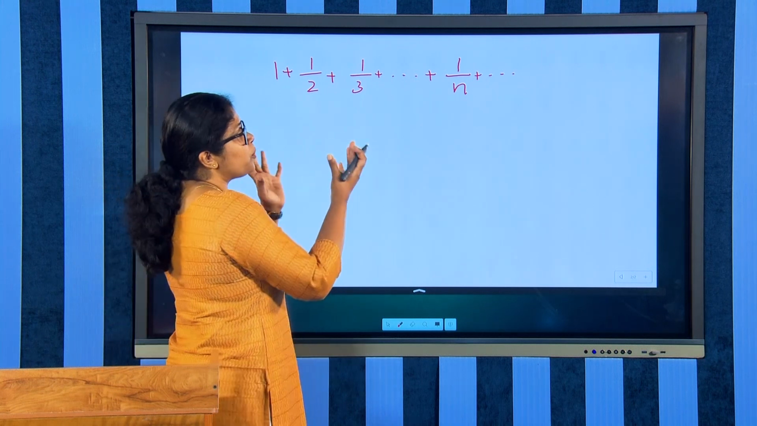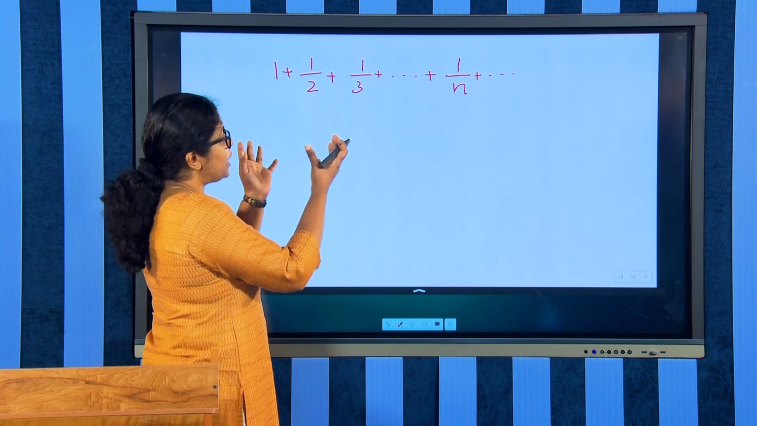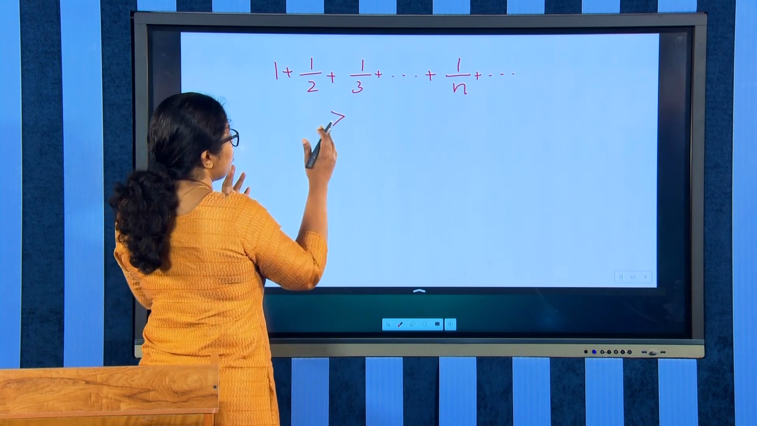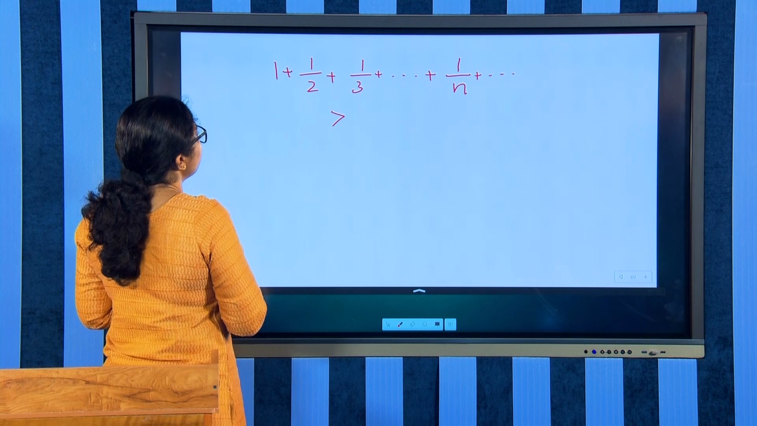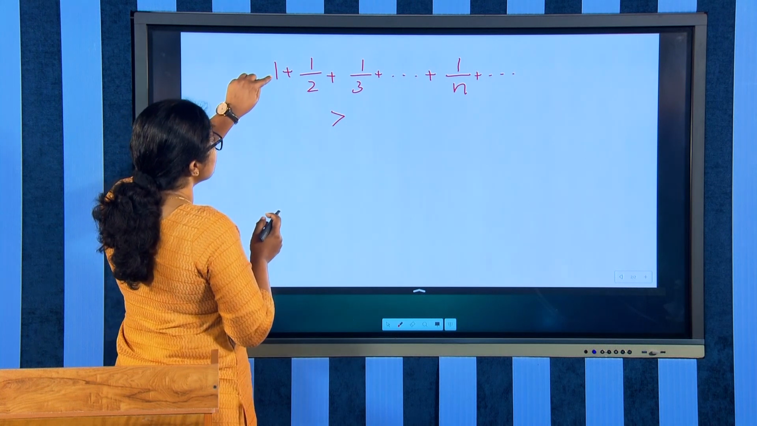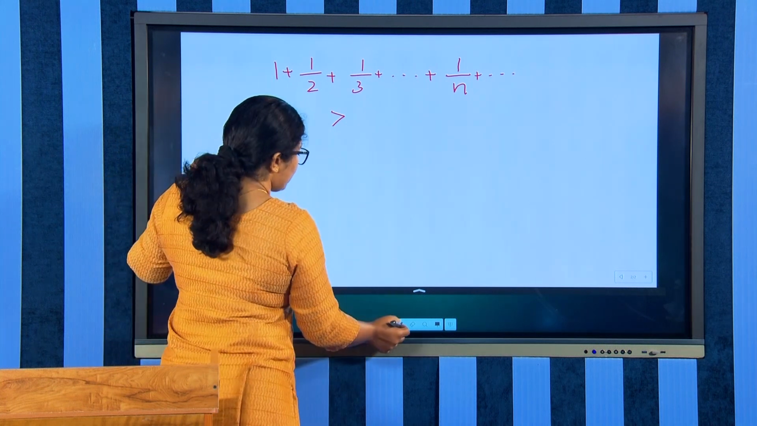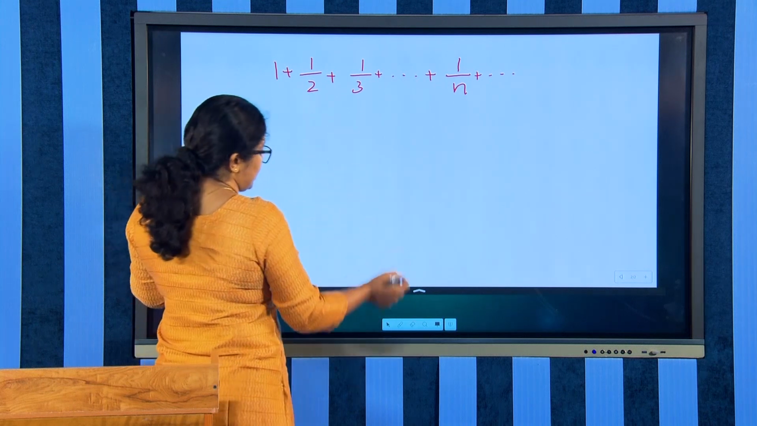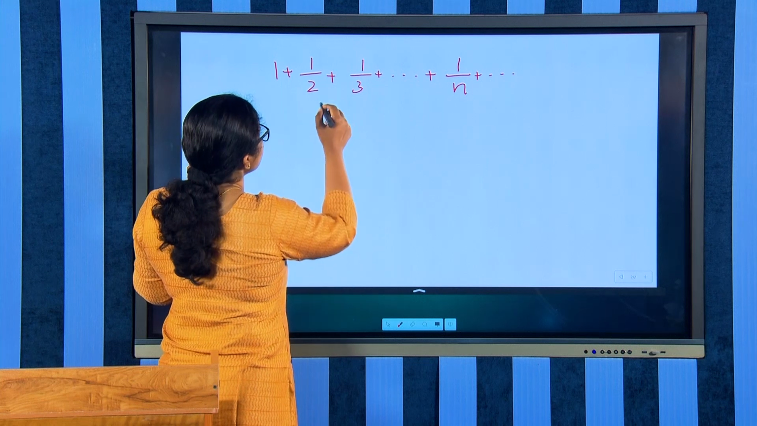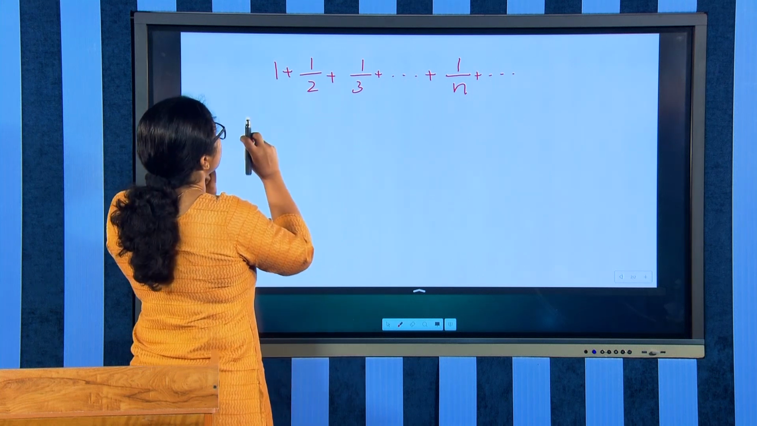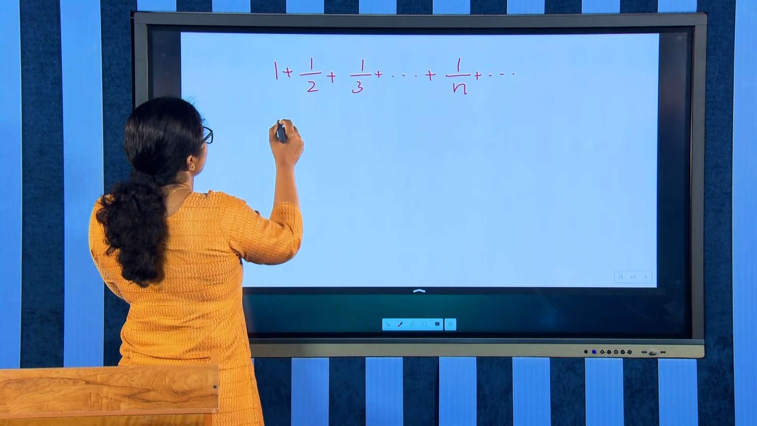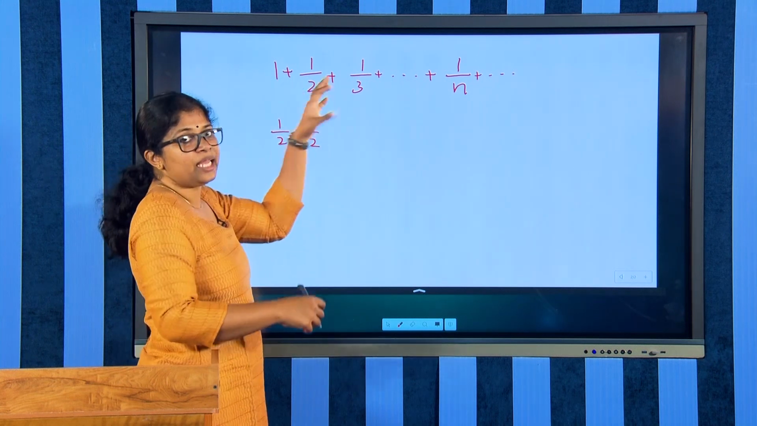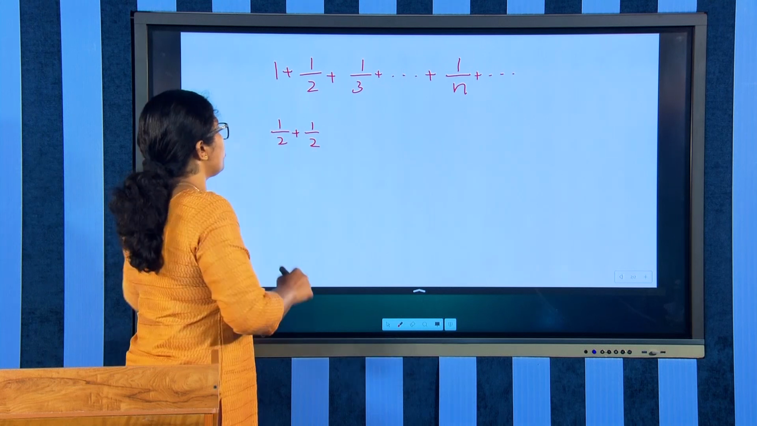Now, the method of proof of divergence of this series is a very peculiar and interesting one. We can write this one as, I will not write this notation here now, we can write it later, but I will do some manipulation here. This 1 I am going to write as 1 by 2 plus 1 by 2, or you can even leave that 1 as 1 itself, no problem.